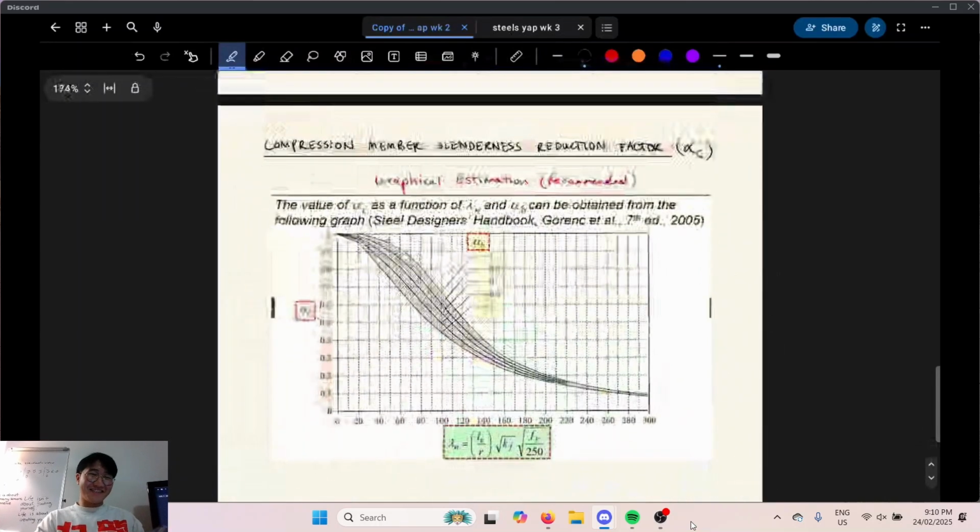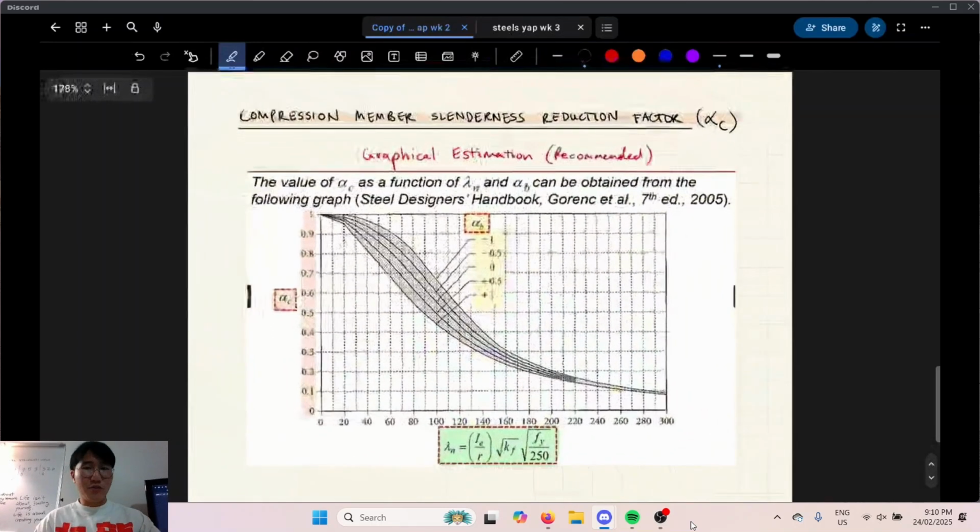We're nearly done, guys. It's alright. So, this is the way I would recommend. There is a table for alpha C. I wouldn't recommend using it.